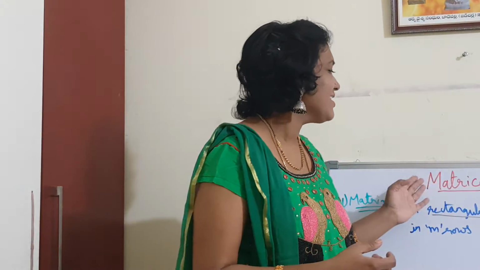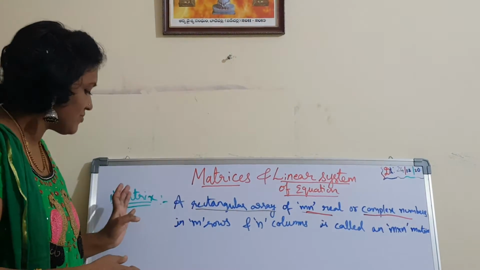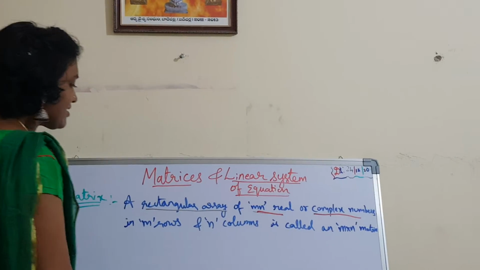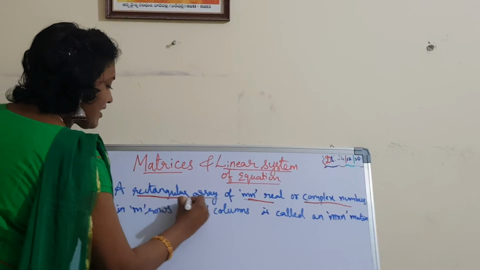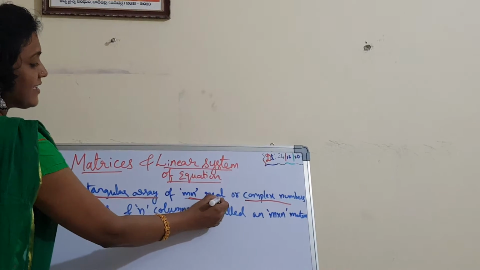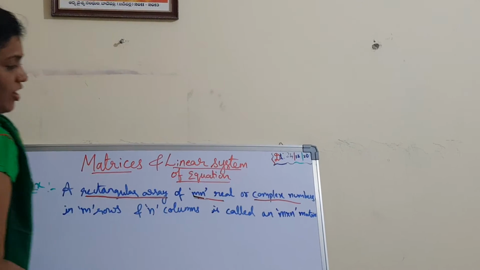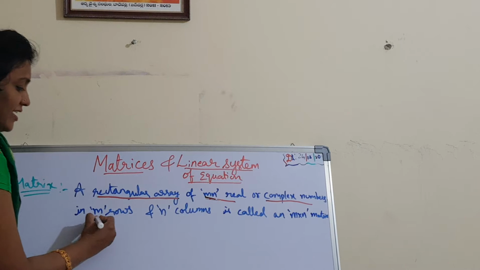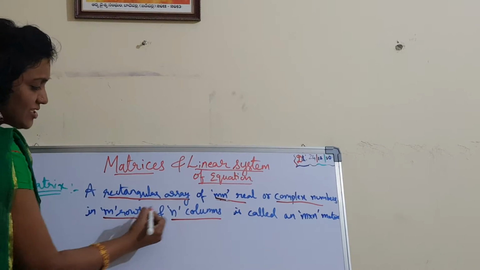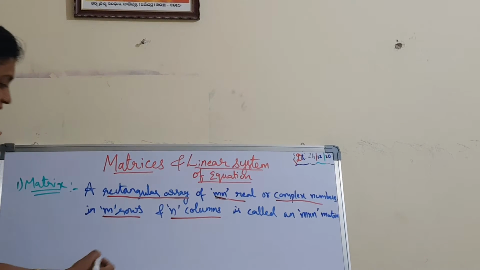Today my topic is matrices and linear system of equations. Before going to that, first we'll see matrices. A matrix is nothing but a rectangular array. It is very important. A rectangular array of m n real or complex numbers, m rows and n columns, is called an m by n matrix.